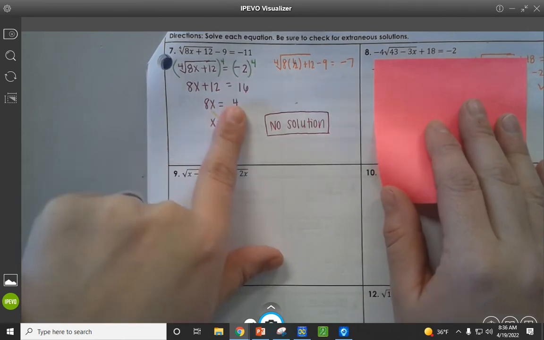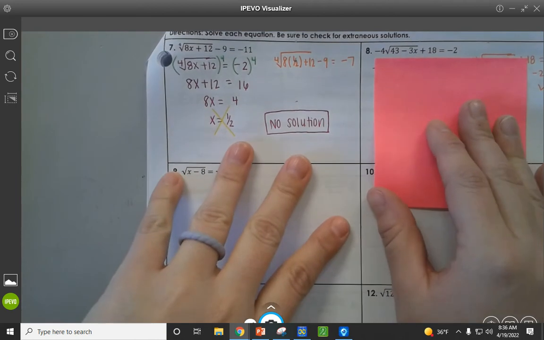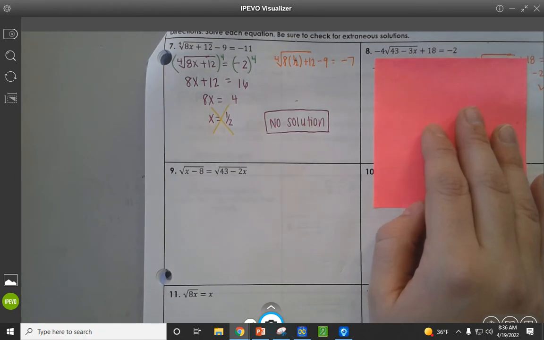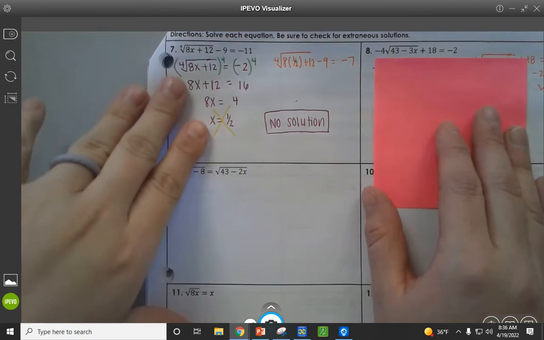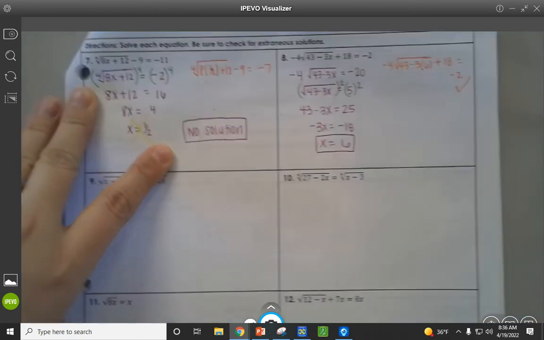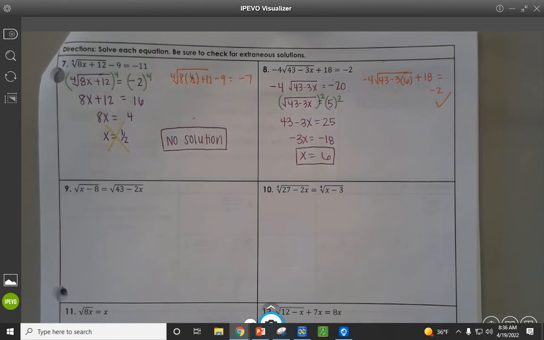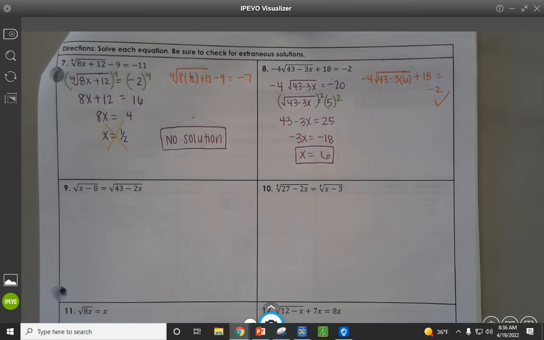All right, and then this one, you needed to subtract 18 first and then divide by -4. And so we had a square root equal to +5. Solve that down, we get x equals 6. And then when you plug that back in, it did equal -2. Any questions so far?